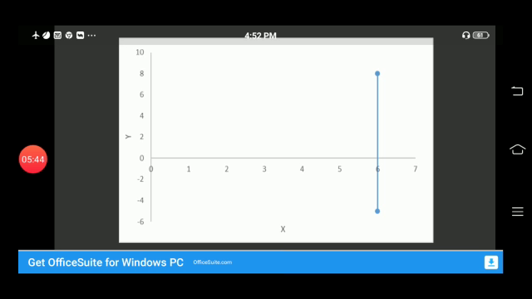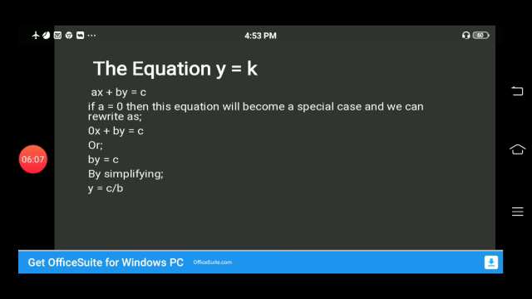okay, so x is equal to 6, so it means y is equal to 0. So we need to plot a vertical line on x is equal to 6 regardless of the value of y. Value of y could be 1, 2, 3, 4, 5, any value, but the value of x would be 6 as always.